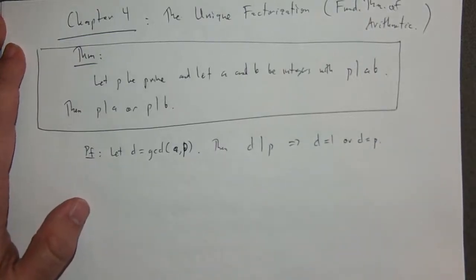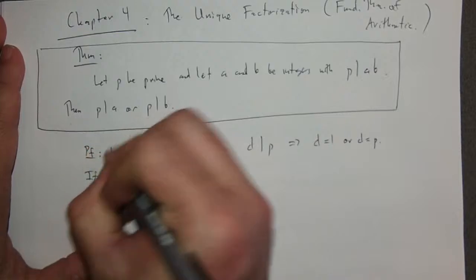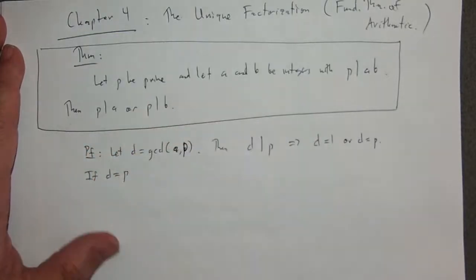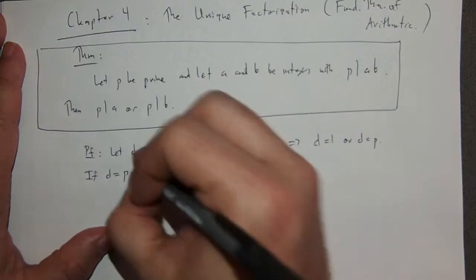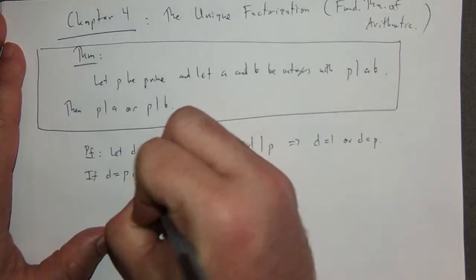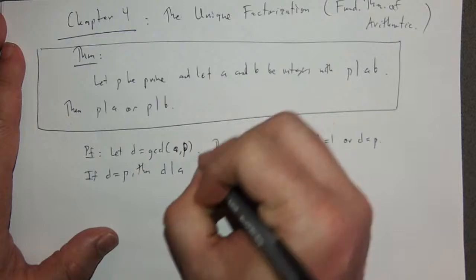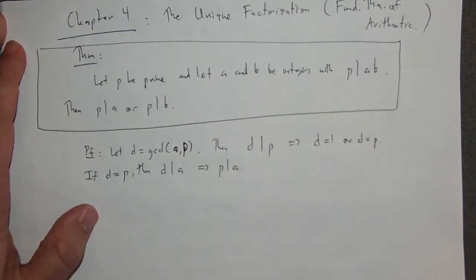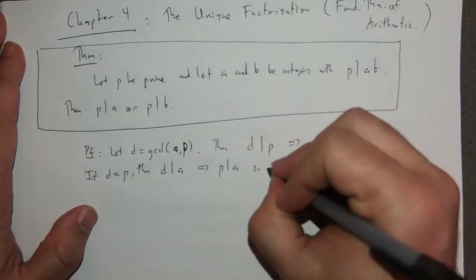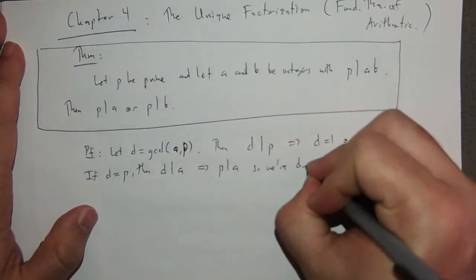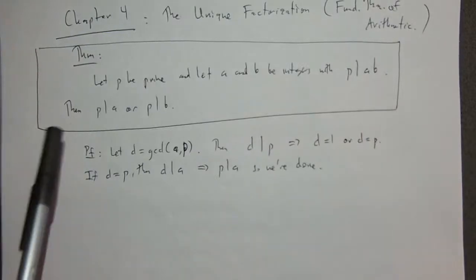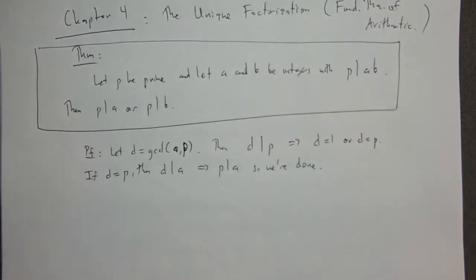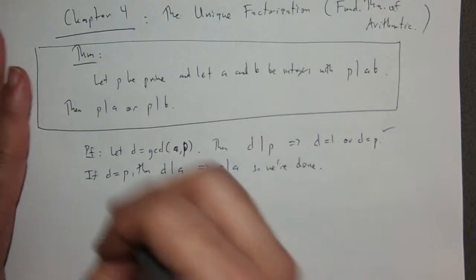If D is equal to P, then D divides A implies P divides A, since D is equal to P. So we're done, because we just needed to show that it either divides A or B. So we have taken care of the case when D is equal to P. Let's consider the case when D is equal to 1.